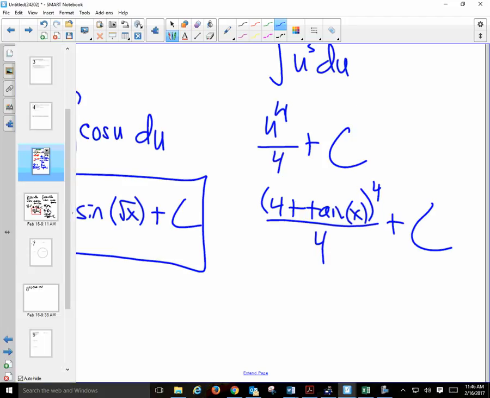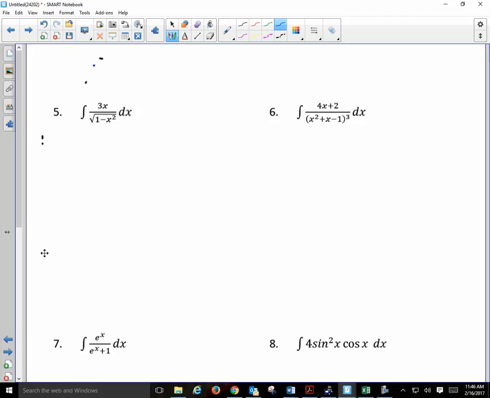Okay, let's continue to try some problems that might be a little bit more challenging for you. A lot of people don't like problem number 5 or 6. Let's do them anyway. That's the attitude. What do you think u is in this problem? The reason why I like 1 minus x squared is because when I take the derivative, I come up with an x. I'm not so worried about the 3, but I do come up with an x. So du is equal to negative 2x dx.